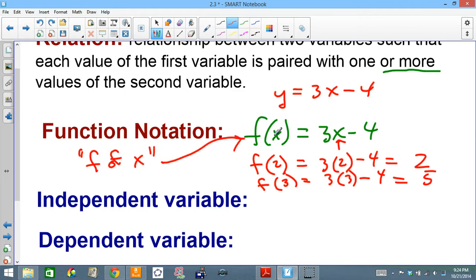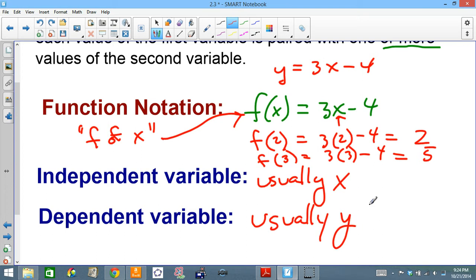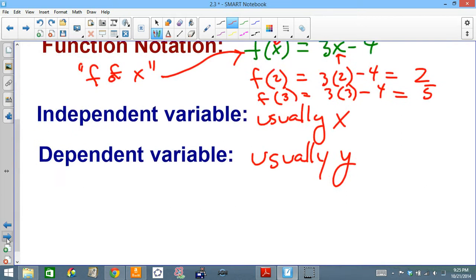So the independent variable is usually x, and the dependent variable is usually y. The independent variable is what we start with. We say f is a function, or y is a function of x, or f of x is a function of x. In other words, whatever this is depends on what x is. So if we want to find a value, we start with x and we end up with a y.